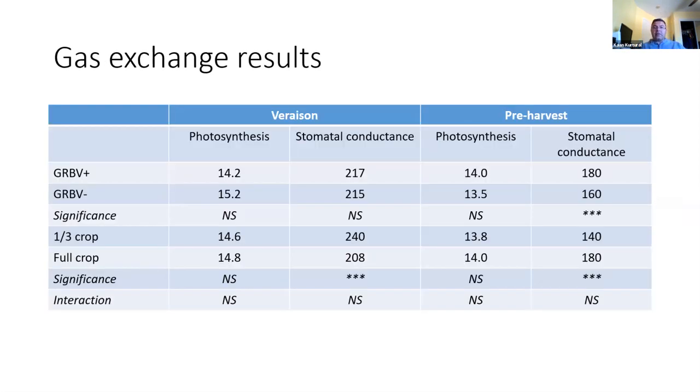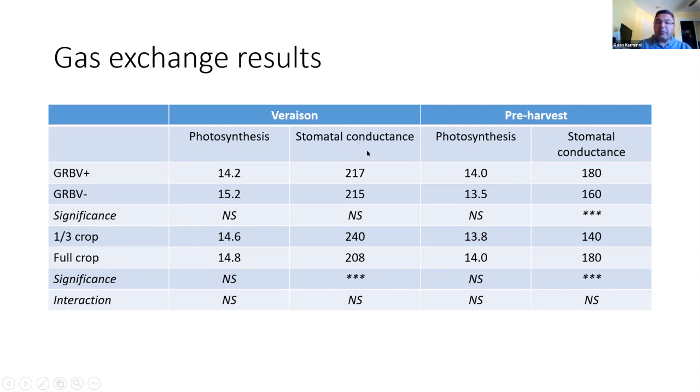Here are the gas exchange results. I'm showing you 2 time points, at veraison and also at pre-harvest, right at 21 Brix. This is a table where I have grapevine red blotch positive, grapevine red blotch negative, 1/3 of the crop, and full crop. Reducing crop did not change the photosynthetic response at veraison or at pre-harvest.